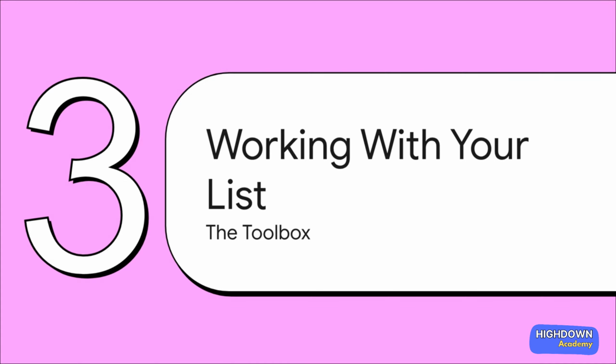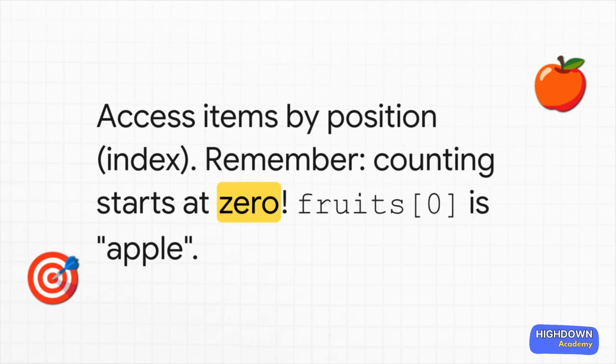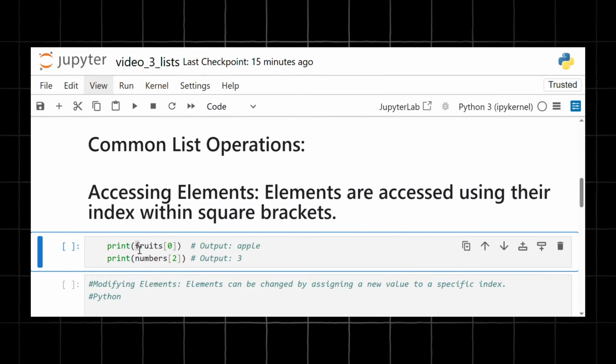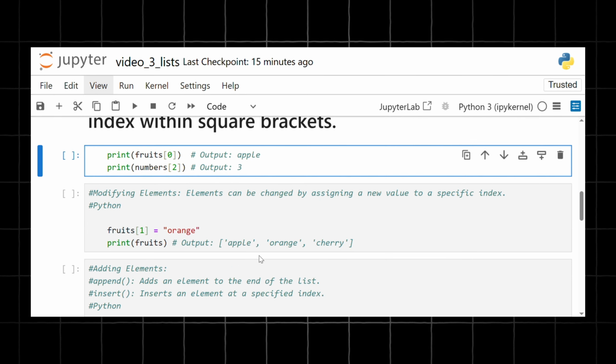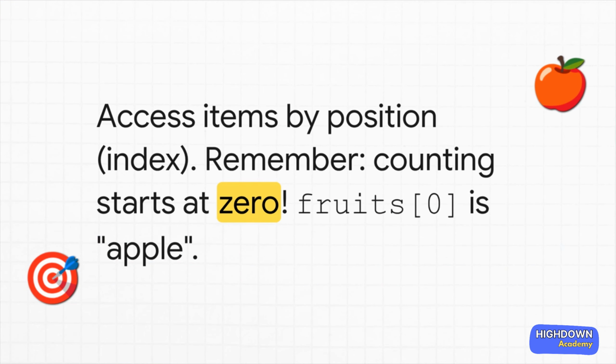Okay, so we know how to create a list. Now for the fun part. What can we actually do with it? Let's open up the toolbox and look at the basic operations for managing everything inside our list. Probably the most common thing you'll do is grab a specific item from the list. You do that using its position, which we call its index. Now listen up, because this is absolutely critical. In Python and many other languages, we start counting from 0. So the very first item is at index 0, the second item is at index 1, and so on. Getting that down is a total game changer.